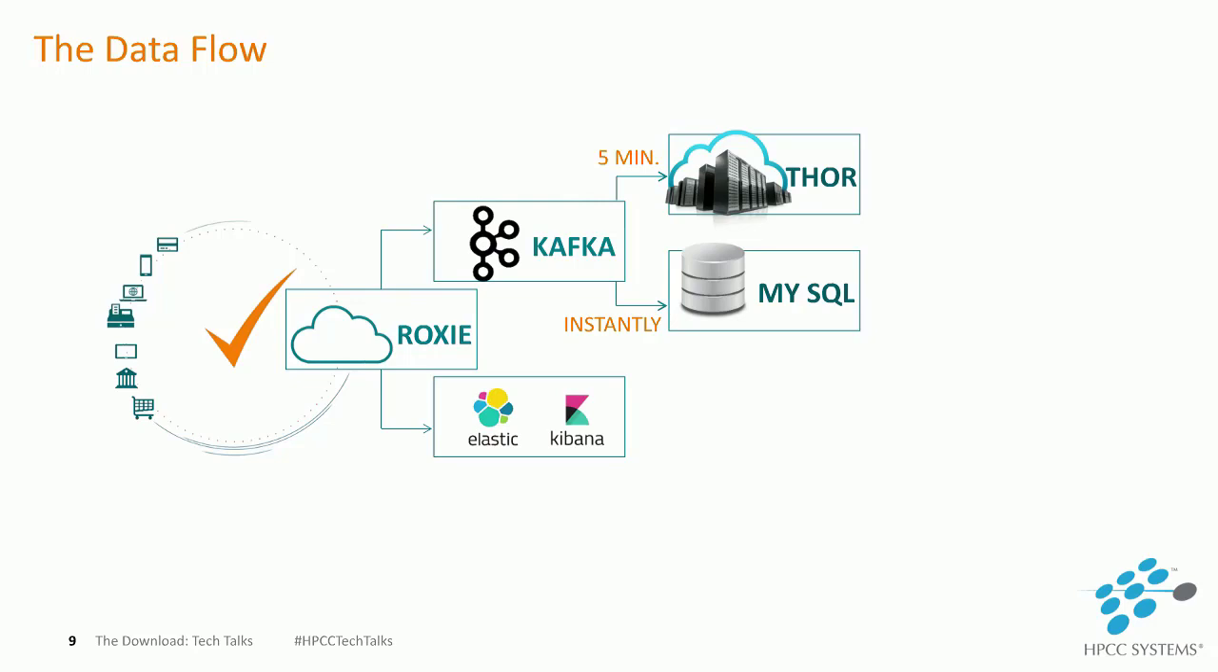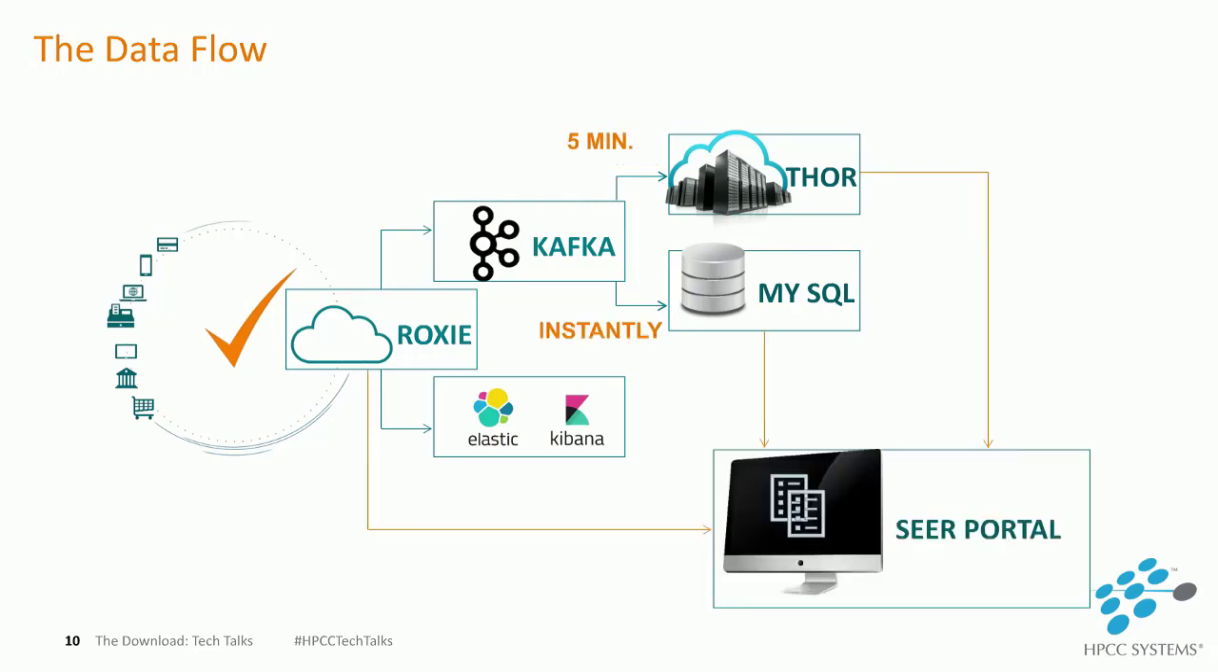Because Thor is more batch-based, we use Thor for doing periodic checks. So Thor is not the one who's actually handling the real-time transactions. It's actually a combination of Kafka, MySQL, and Elasticsearch that makes this possible. Thor pulls the transactions back and reports on it on a timely basis. It can be 1 hour, it can be every 3 hours, it can be once a day. But anything that happens instantaneously gets reported through MySQL and Elasticsearch.